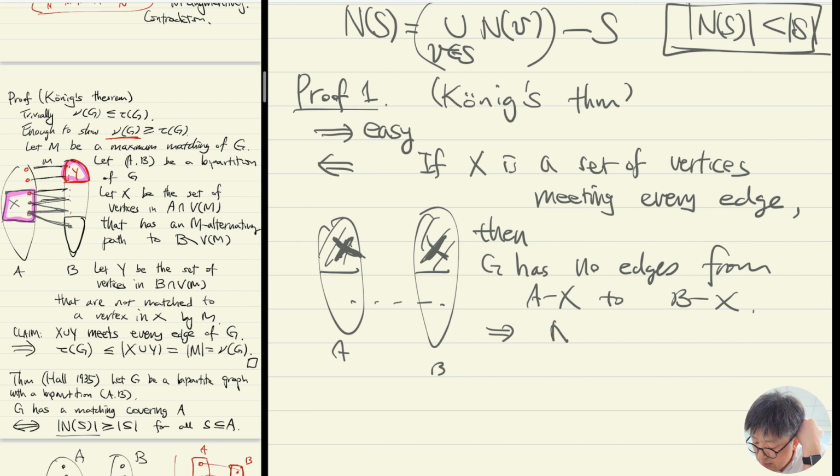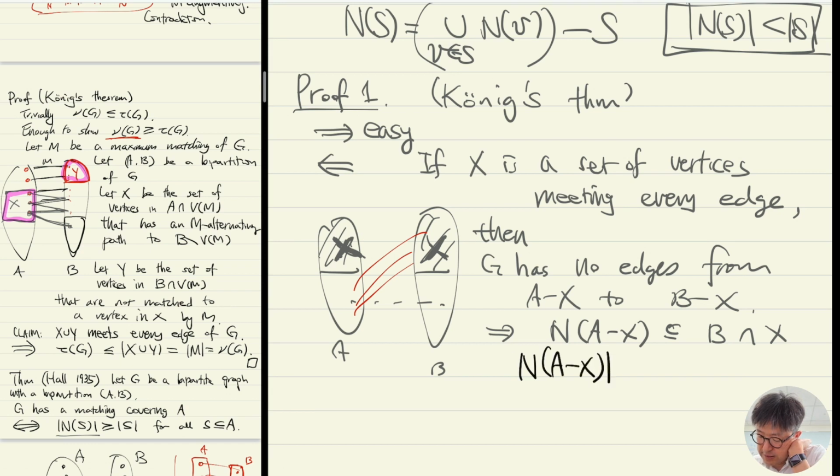Right? So that means the neighbor of A minus X is a subset of B intersection X. All the edges over there. Now, what does that mean? That means the neighborhood of A minus X, I know that B intersection X will have more vertices, and the size of B intersection X is at least the size of the neighborhood of A minus X, but by the assumption, this is at least A minus X.